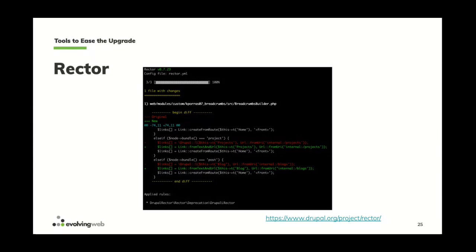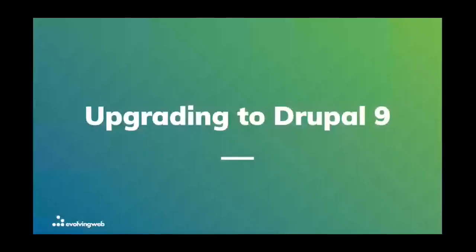So once you prepare your code, so you check that the platform requirements are met on your platform or on your hosting, you upgrade to Drush 10, you ensure that contrib and custom projects are compatible with Drupal 9. Now it's the time to actually upgrade to Drupal 9. So how to do that?